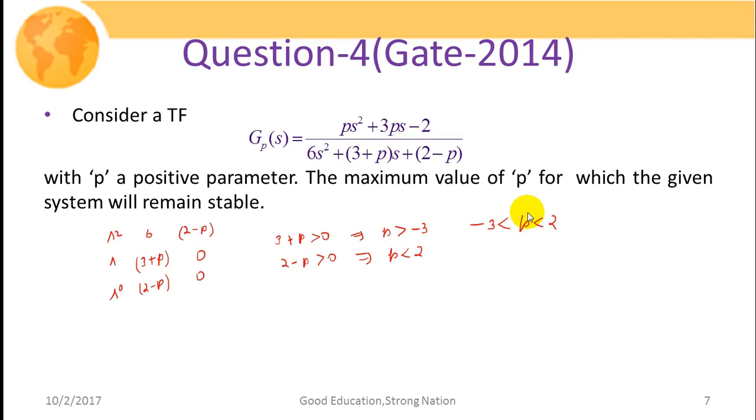But the question says that p is a positive parameter. So I mean the value of p should be positive. So it should be greater than 0.